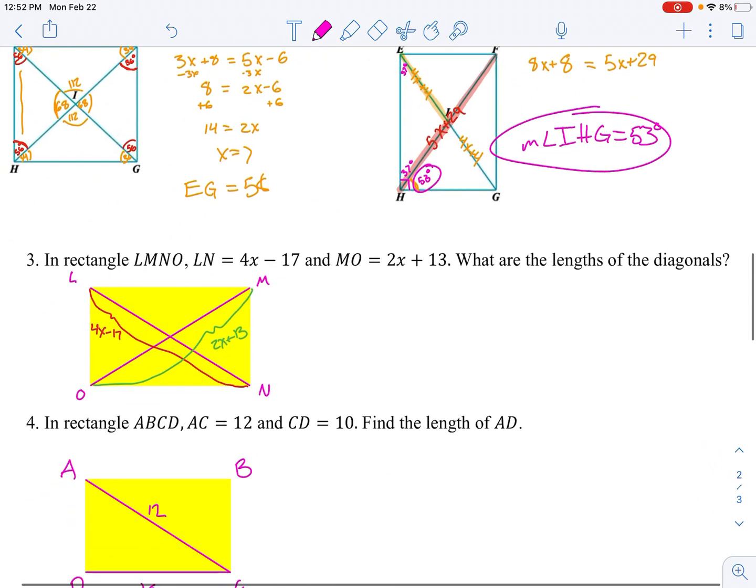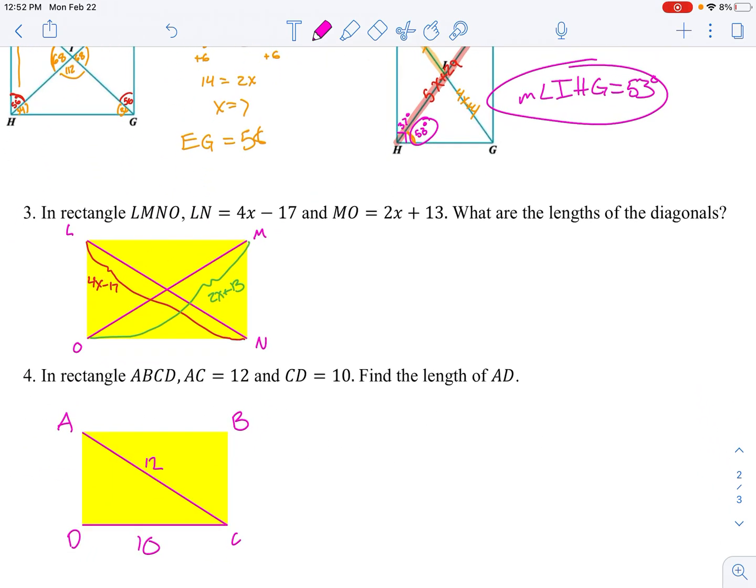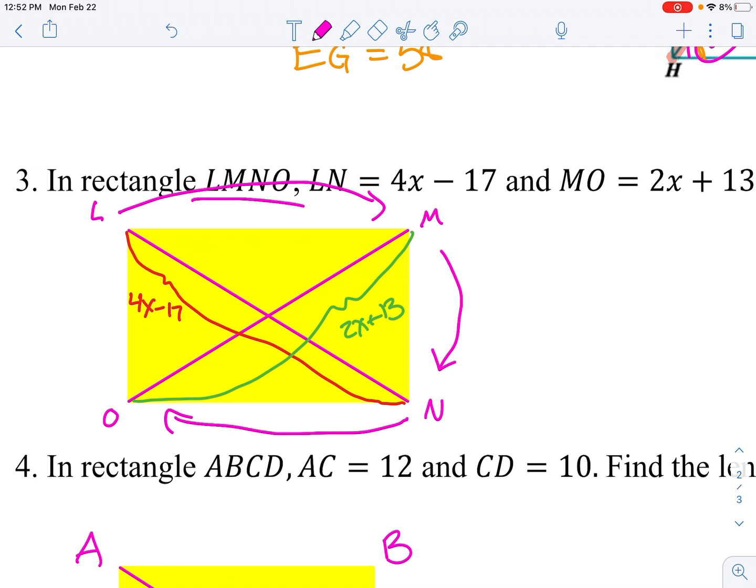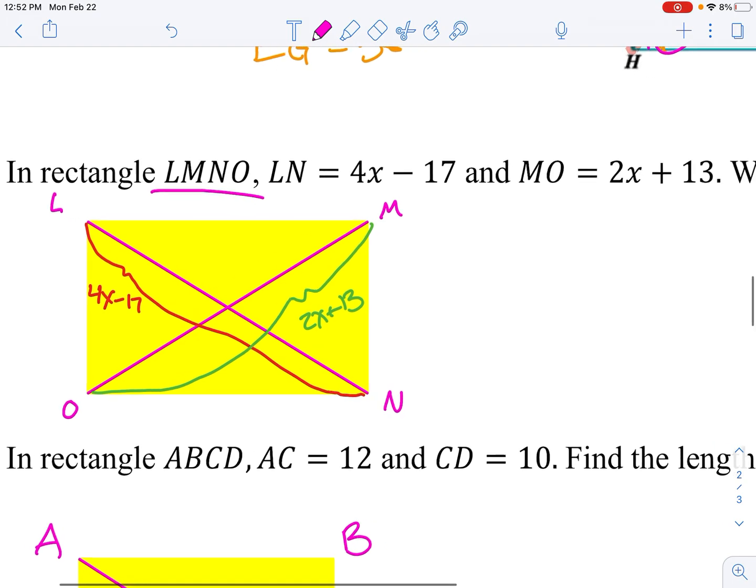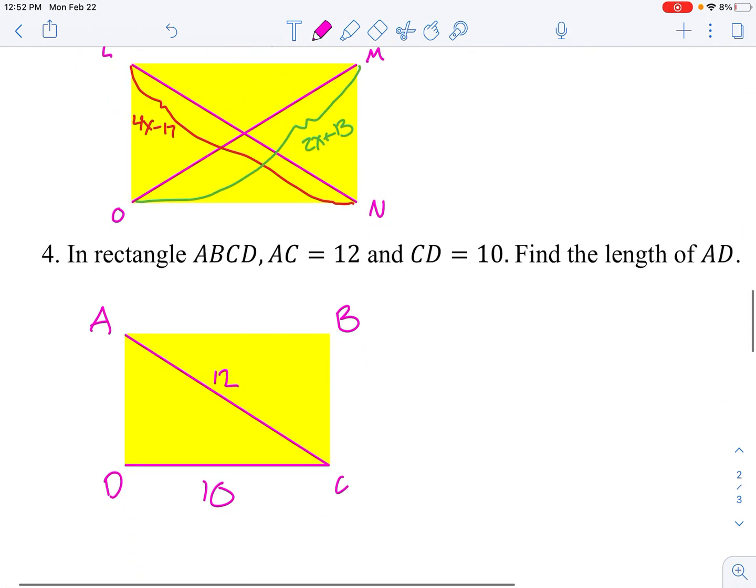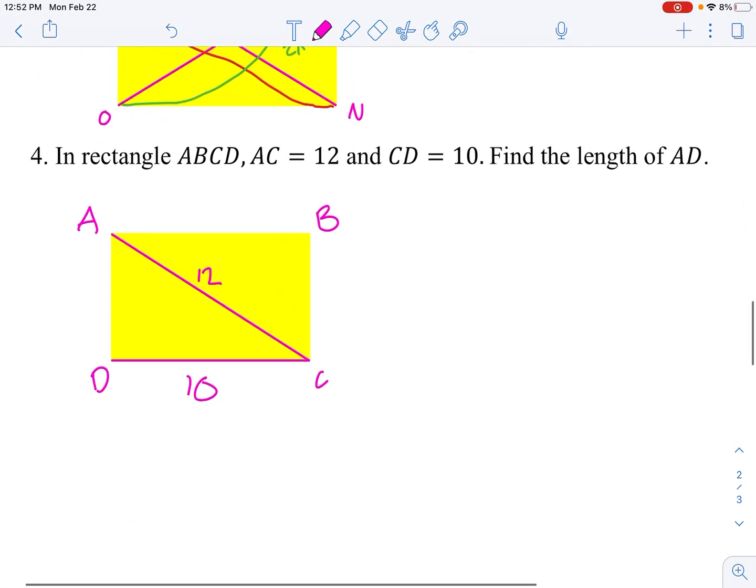Okay, continuing. Next one, it says in rectangle LMNO, LN equals 4x minus 17, MO equals 2x plus 13. That's how I would draw that, and I want to make a point here. I said LMNO, so I had to go in order from L to M to N to O in a circle. If you don't draw it like that, you're not going to get it right, but it's got to be in a circle with those letters. And then as you can see, I've got them labeled there. Those are the entire lines. So all you would have to do there is set those equal to each other, and you could solve for x.